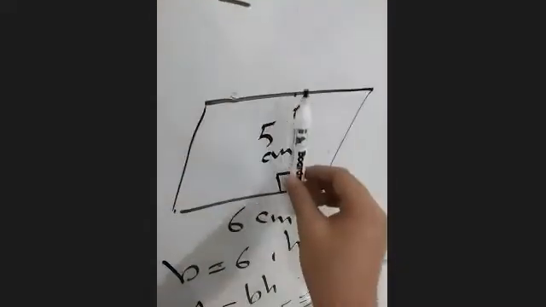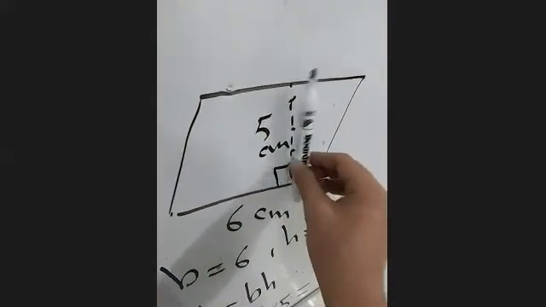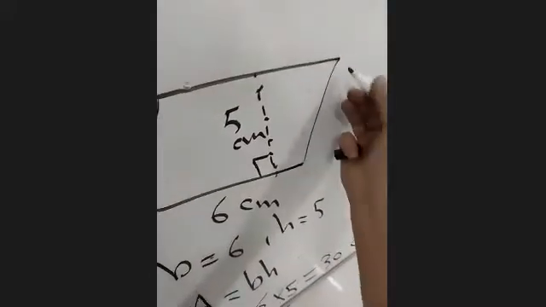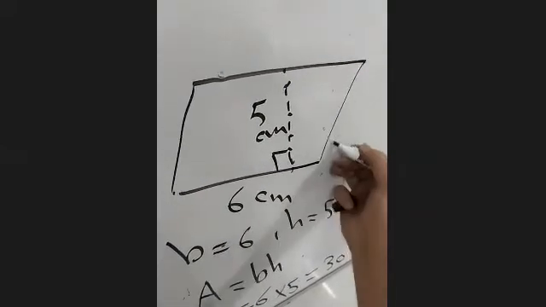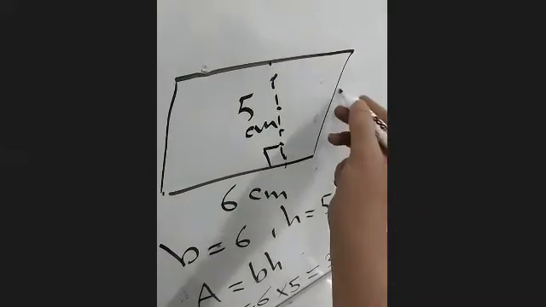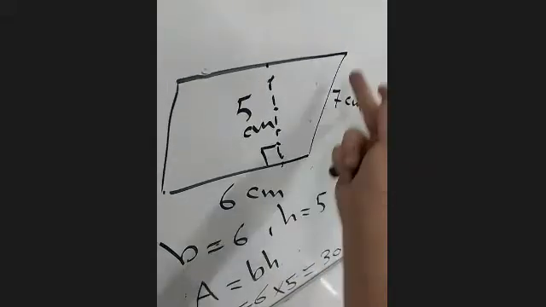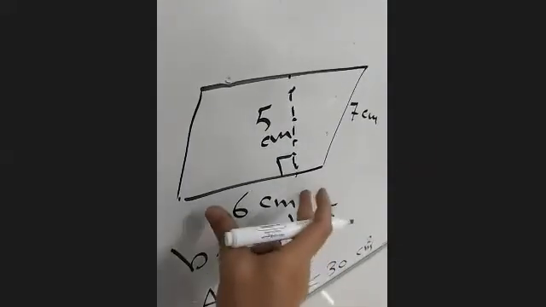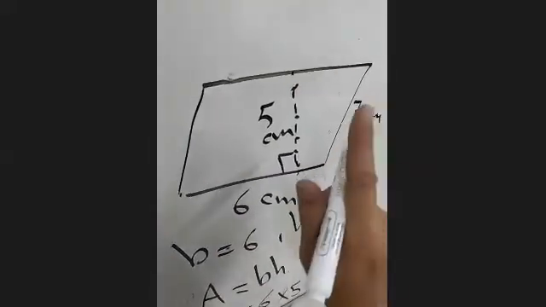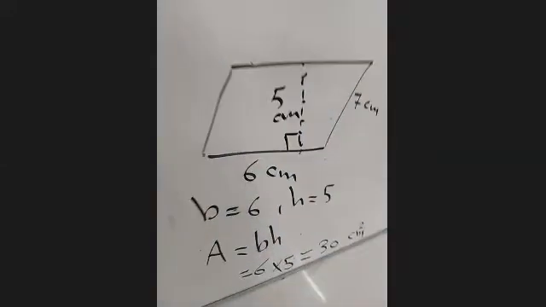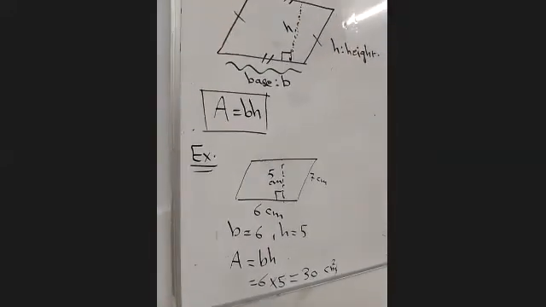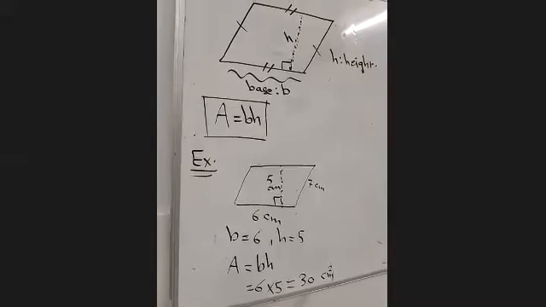Focus, guys, on the height here. The height sometimes tricks you. Sometimes the book will give you a side that is not the height. For example, if this side is 7 centimeters, I don't care about it. I care about the base and the height only, okay? So this is how you find the area of a parallelogram.